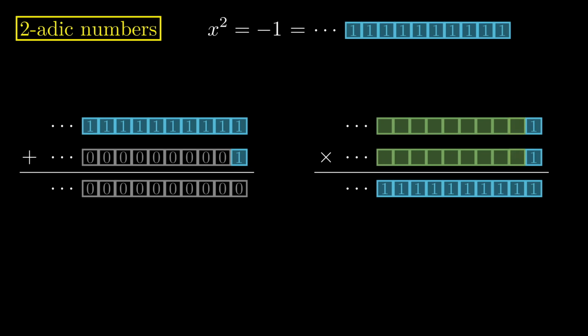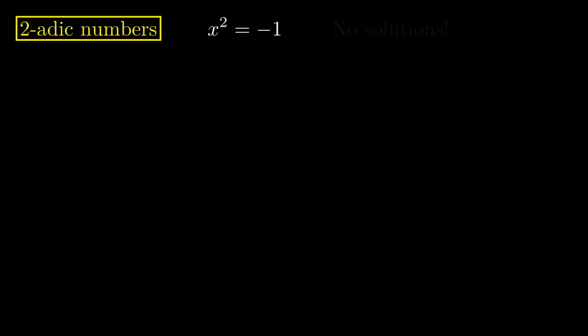What about the second to last digit? If it's 0, then 1 times 0 plus 0 times 1 is 0, which is not what we want. So it can't be 0. If it's 1, then 1 times 1 plus 1 times 1 is 2, so we write 0 and carry the 1. This is still not what we want. So the second to last digit also can't be 1. We've tried both possibilities for the second to last digit, and neither of them worked. So there is no square root of -1 in the 2-adic numbers.